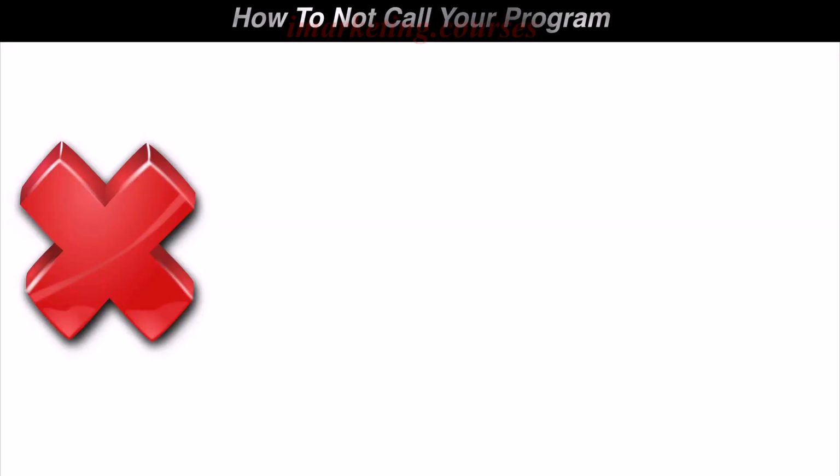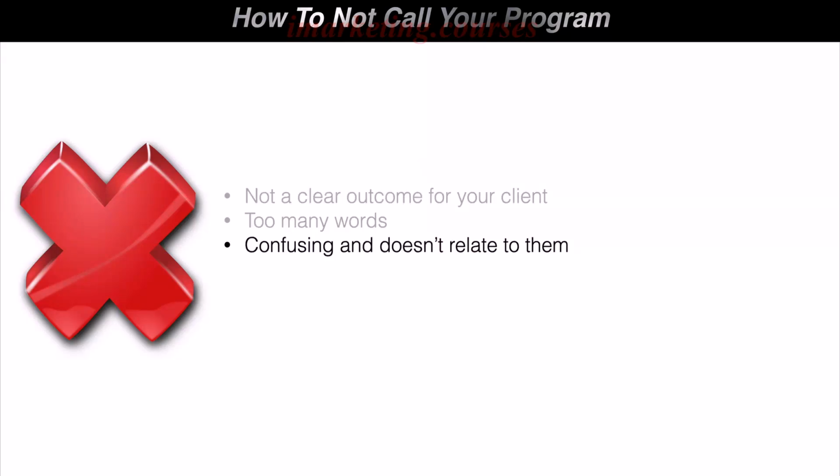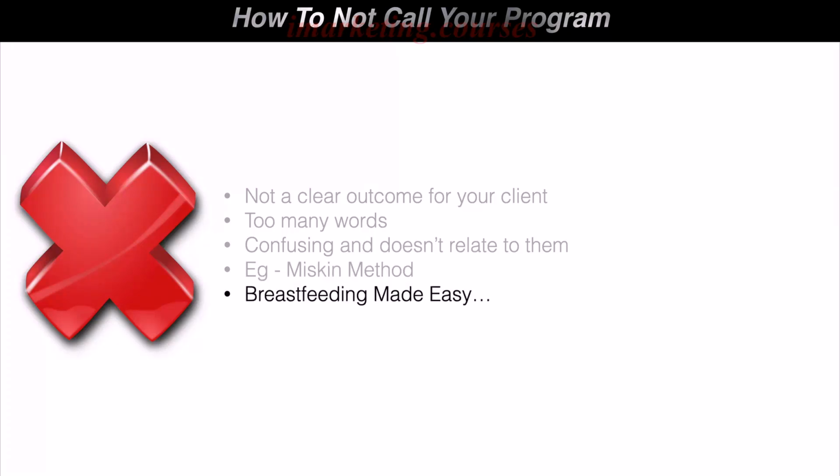Okay, so how not to name your program. Not a clear outcome for your client. Too many words, confusing, and it doesn't relate to them. E.g., the Miskin method. The Miskin method was a client that I had a long time ago, and she had a program about breastfeeding. The Miskin method is the actual method, so calling it breastfeeding made easy made it really easy to understand. Makes sense? Breastfeeding made easy is the outcome. Miskin method is the method within the program.